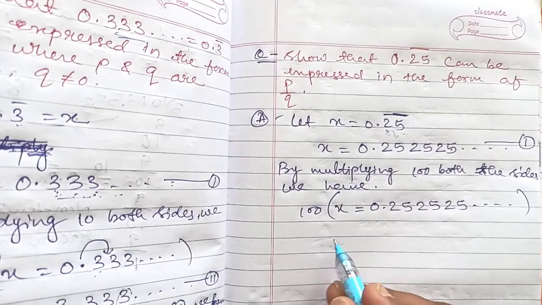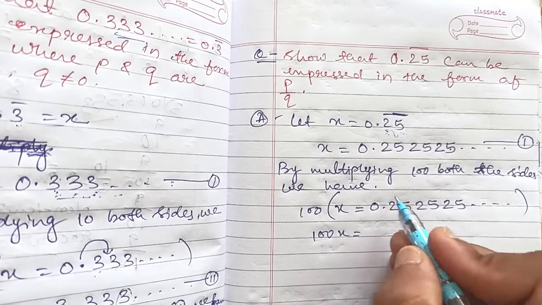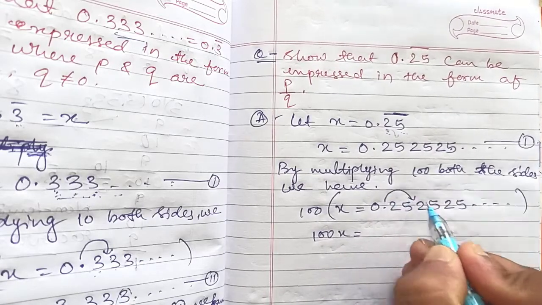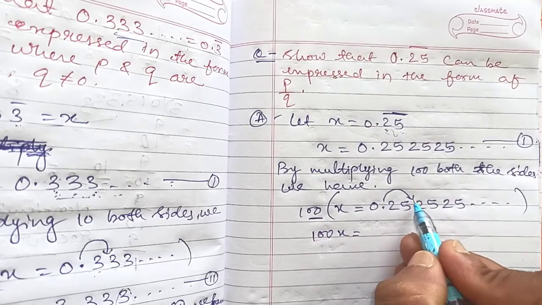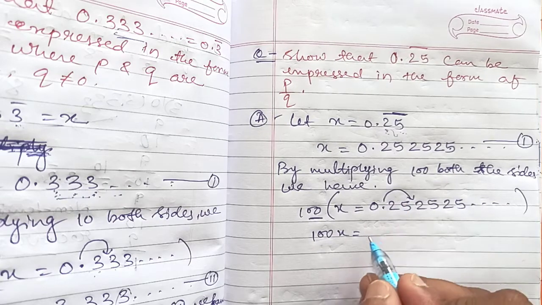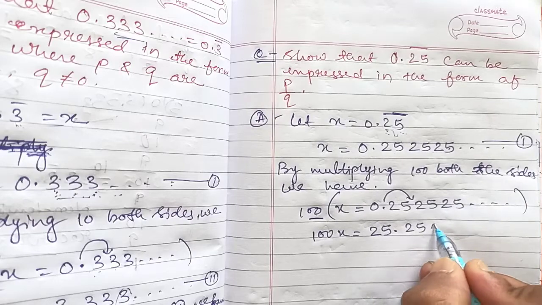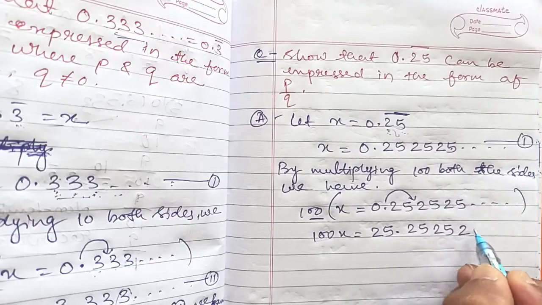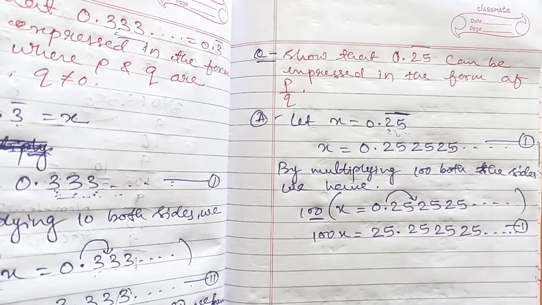So 100 into x is 100x. When we multiply this side by 100, the decimal will go 2 steps back, because 2 zeros are there. If I write 1 zero, the decimal will go 1 step back. So it will become 25.25, and one more time you write the same number, dotted. This is equation 2.